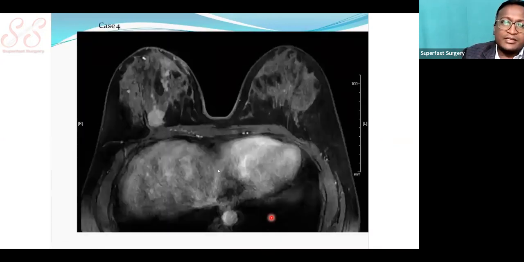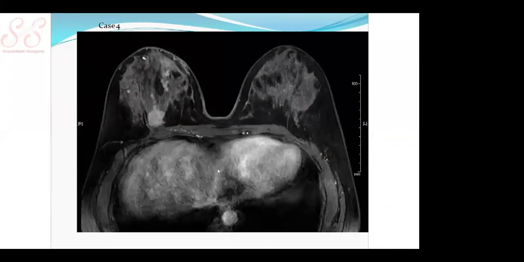The same picture when it is rotated. So this is now right and this is now left. So you should have good orientation of right and left.